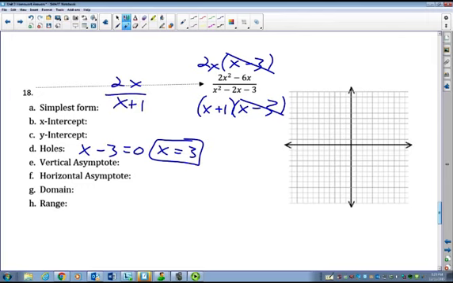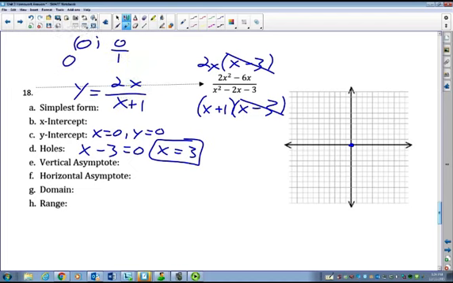Nice. And so to find the y-intercept, we set x equal to 0. So that goes there and there. And that's just going to be 2 times 0, which is 0, over 1. So the y-intercept: when x equals 0, y equals 0. Cool.